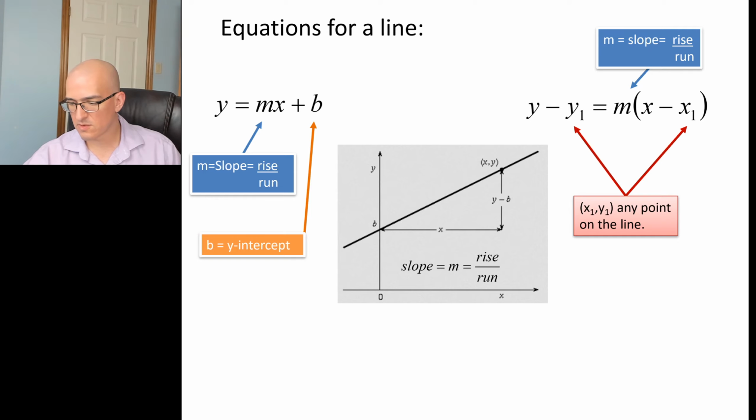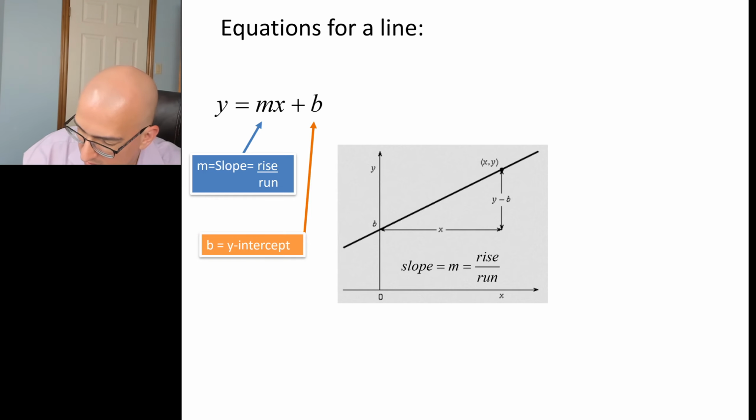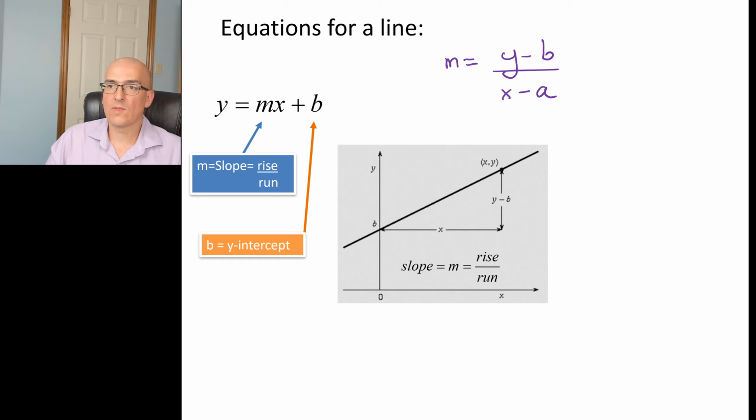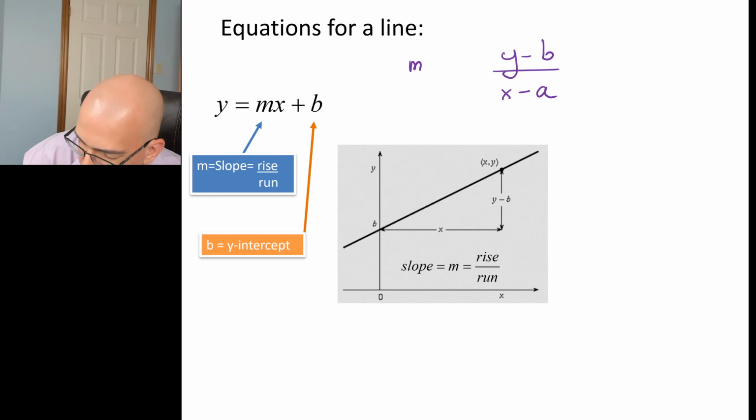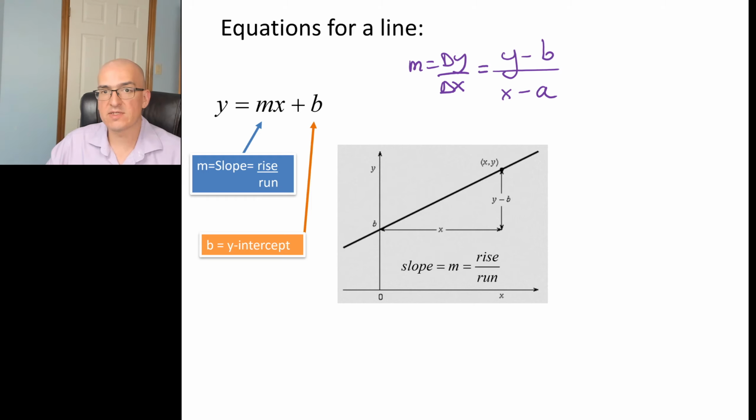Now, I'm going to show the middle step here, that m is equal to y minus b over x minus a. So that's our delta y over delta x, and I'll put that in too. m equals delta y over delta x, y minus b over x minus a, where a comma b is a point on the line.